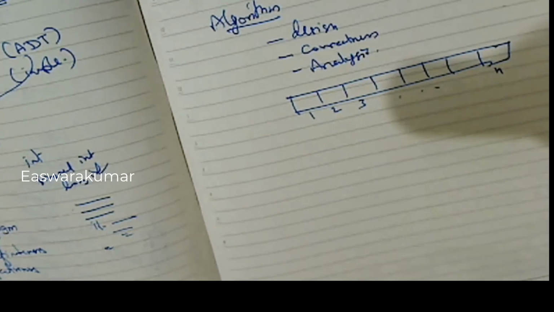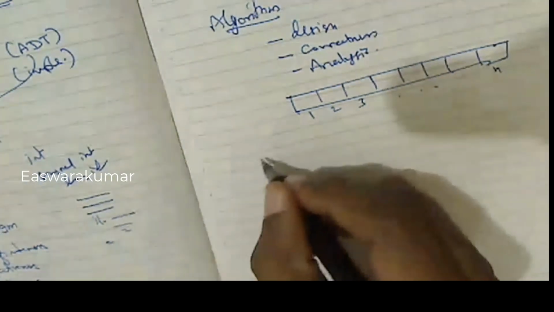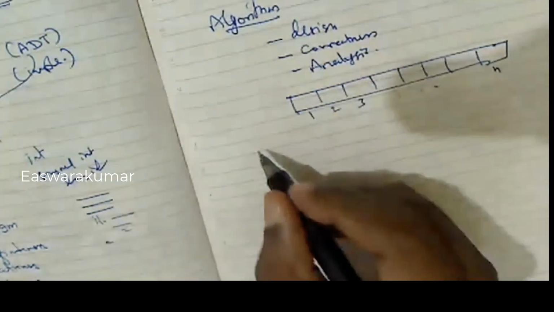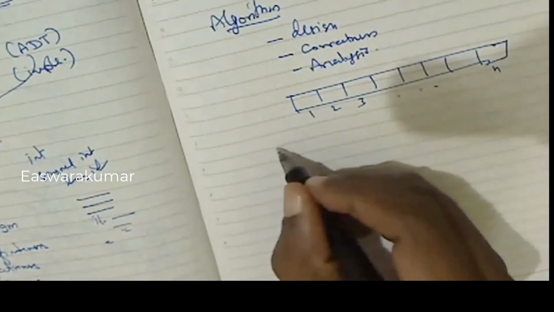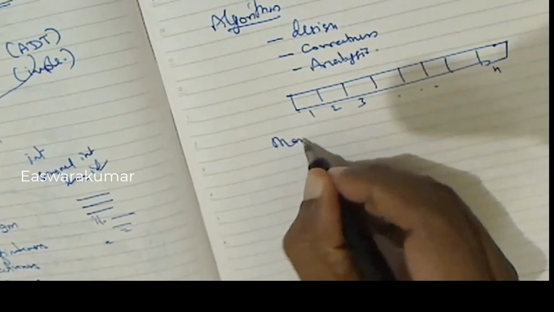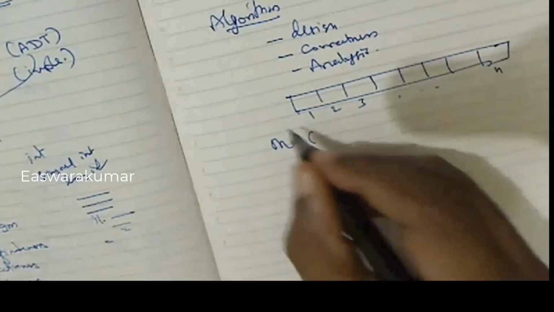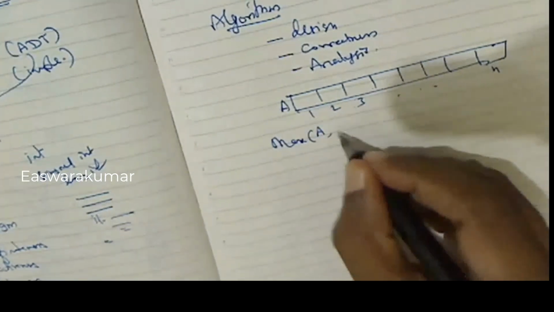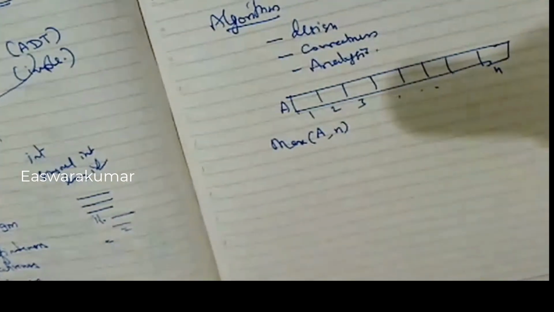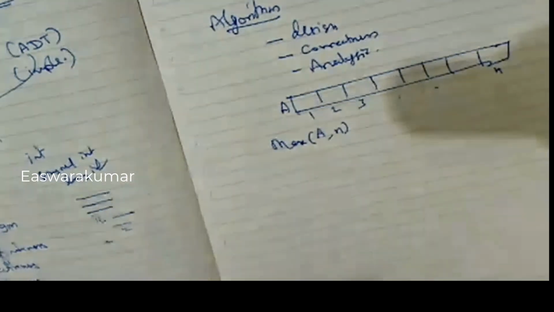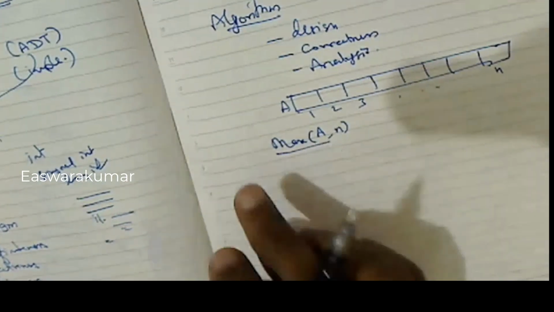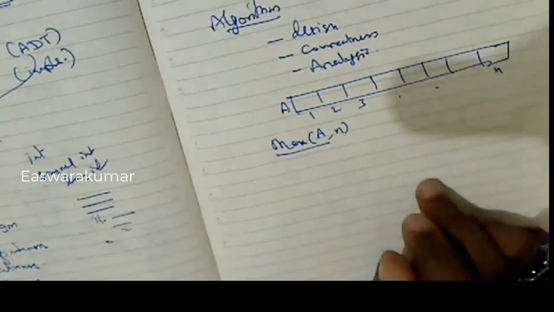So how do you write the algorithm? Maybe I can give a name. First the design part. In the design part, I am giving a name that is called maximum. The array name, let us say A, and there are n elements. Array name is A and there are n elements. So this is the name of the algorithm.